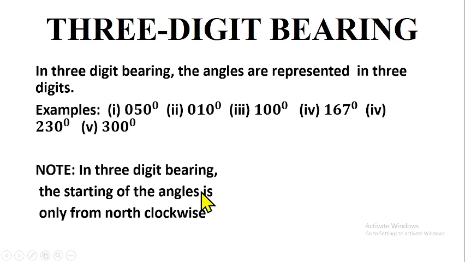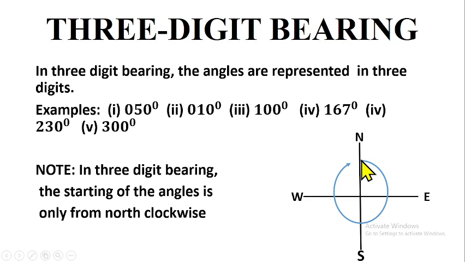It's only north, and we move in a clockwise direction. From the north, we move clockwise. So if I have a cardinal point now, in 3-digit bearing, the origin is always north. I move from the north like this, clockwise. So that's how to get the bearing of 3 digits. The origin is always north, only north. So compare that to compass bearing.